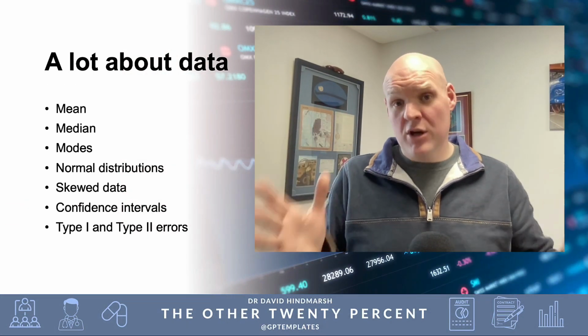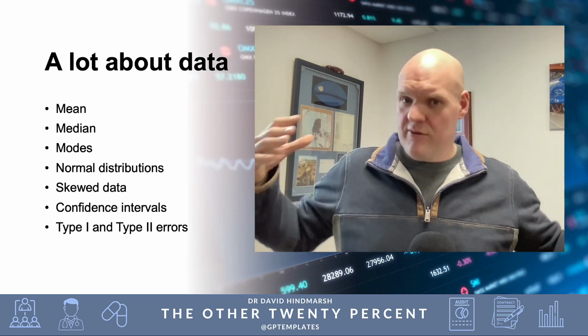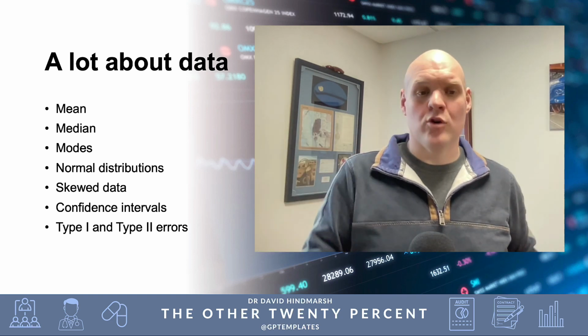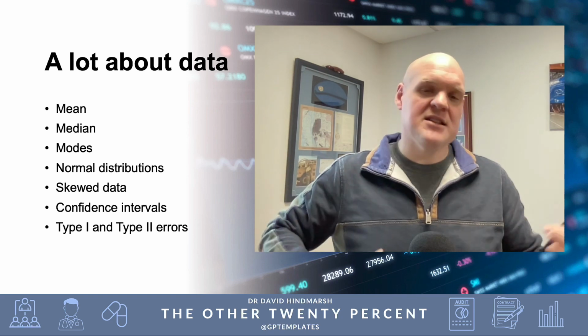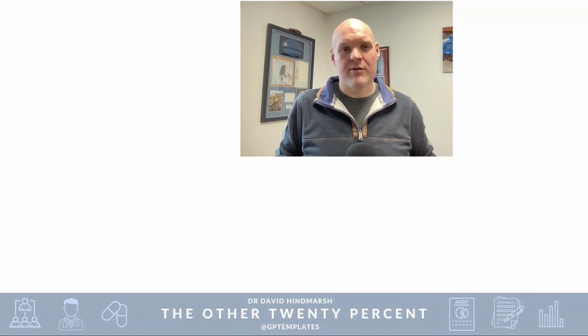Fab. So we've done 2 videos now talking about data, going through mean, median, mode, and then trying to mesh the two together, talking about normal distributions, a bit on skewed data, a bit on confidence intervals, and then leveling it all off nicely with type 1 and type 2 errors.